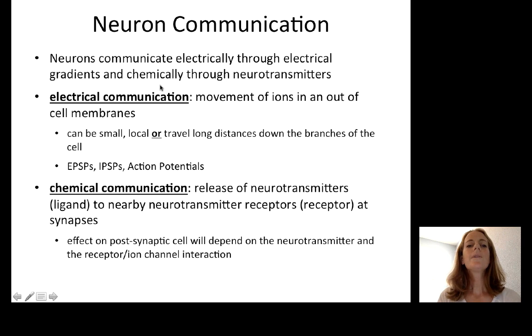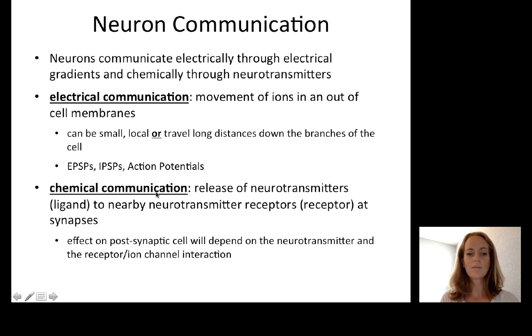Okay, so neurons are going to communicate electrically and chemically. The electrical communication happens through the movement of ions in and out of the cell membrane. These can be graded potentials, which can be small, local EPSPs, IPSPs, or long-distance action potentials. If the EPSPs and IPSPs add up enough to get to threshold, then we'll get an action potential that will travel a long distance down the branch of the cell.